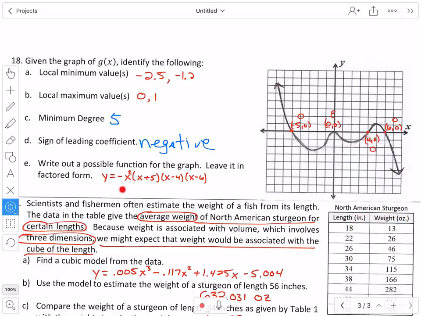So what about the negative in front? Why is that the case? Once again, to have an odd degree and to have it go up as you go left forever and down as you go right, there had to be a negative in front. That's where the negative comes from.